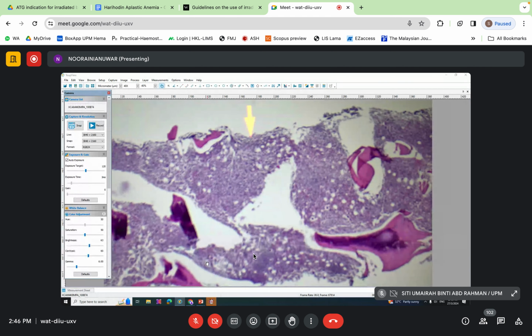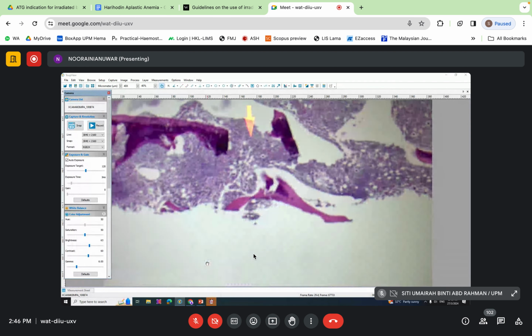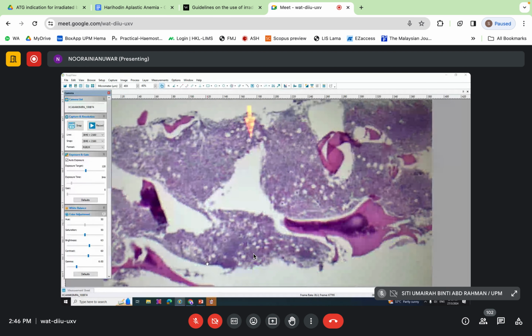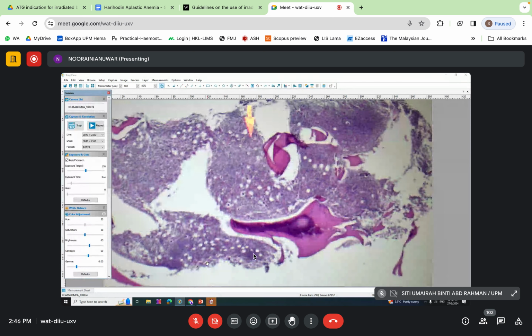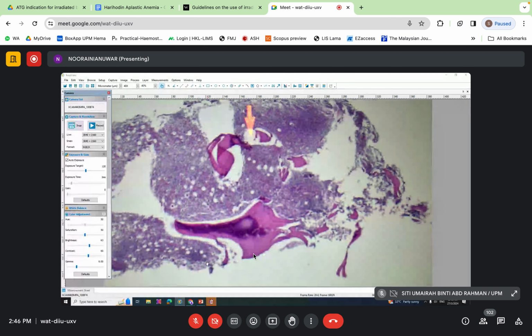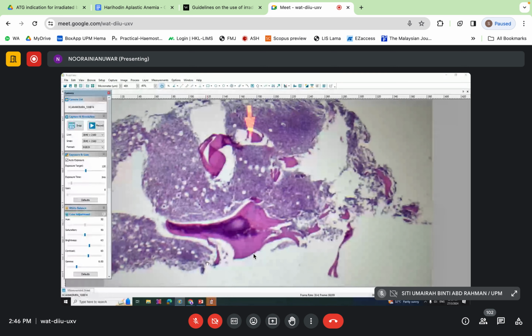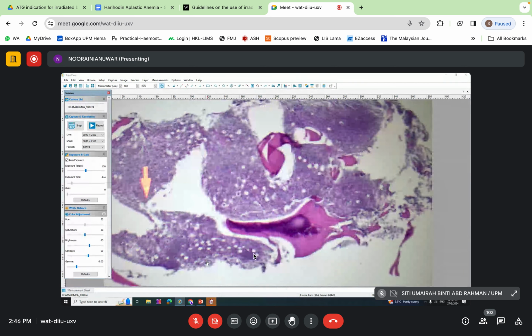So for the trephine biopsy, we received 2 strips of core biopsy. For the H&E, this is hypercellular, very hypercellular. And from this low power view, we can see there is infiltration forming nodules at the central as well as the paratrabecular area as well as interstitially.